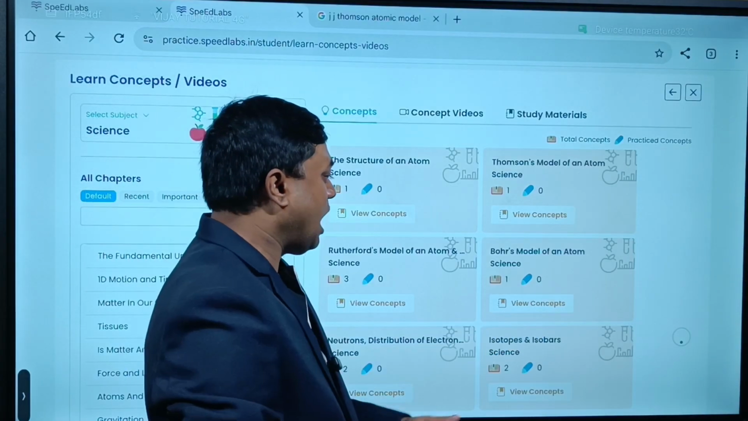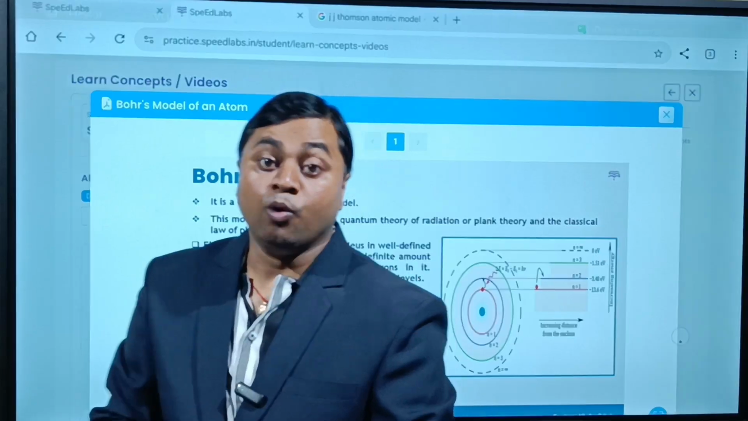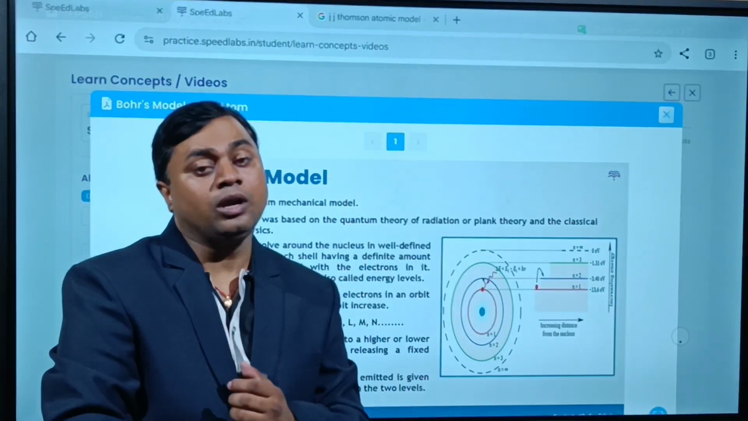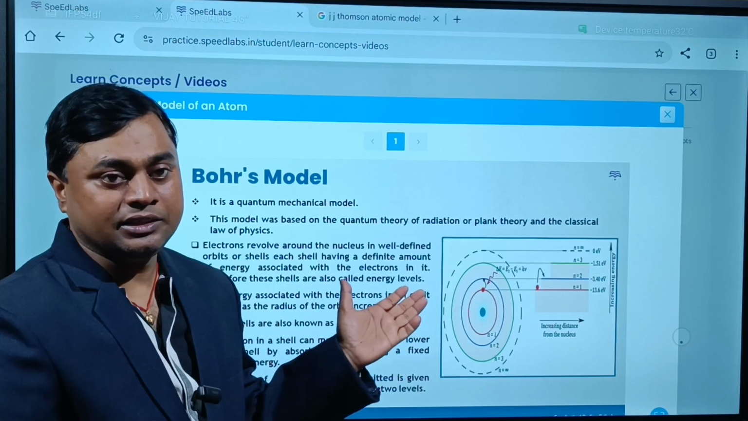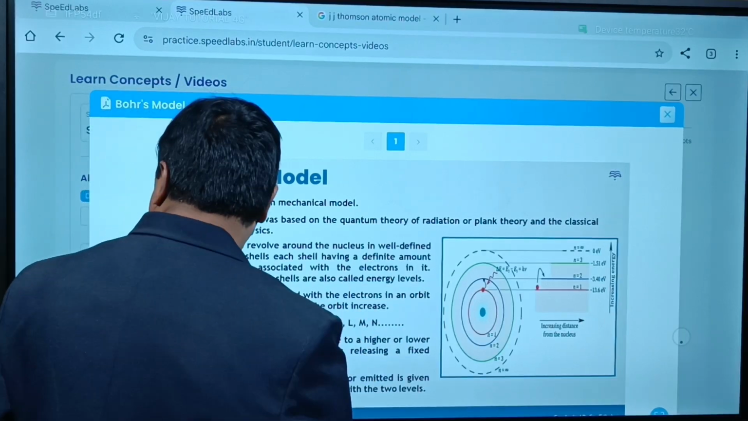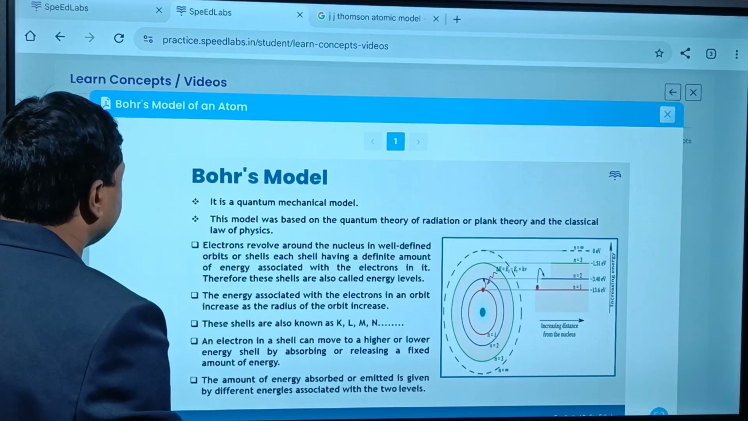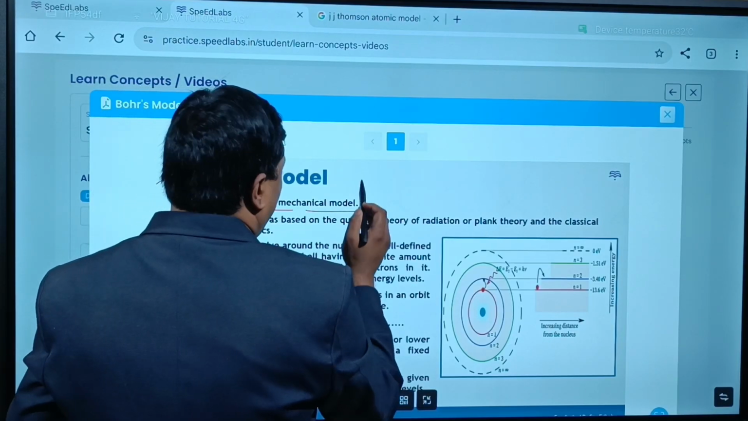Now what happens after Rutherford? Bohr came, and he gave his own atomic model, which is very, very important. Currently this is also called the modern atomic model. Try to understand what he told. Let's see the postulates first. It is a quantum mechanical model.